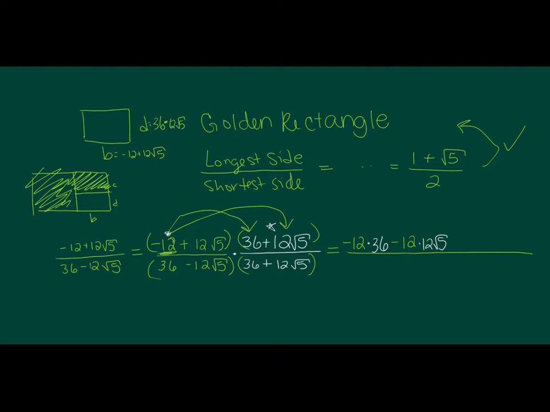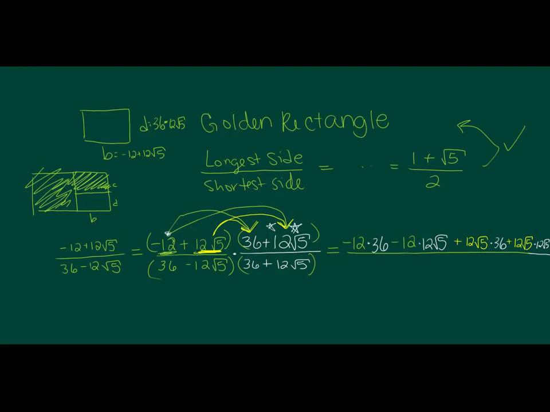If we keep going, I'll see if I can get another color out here, like a yellow. I need to take the second number from my first set of parentheses, 12 root 5, and multiply it by both terms in the second set of parentheses. So that's going to be plus 12 root 5 times 36 plus 12 root 5, that's from the first set of numbers in the numerator, times 12 root 5 from the second set of numbers in the parentheses here.